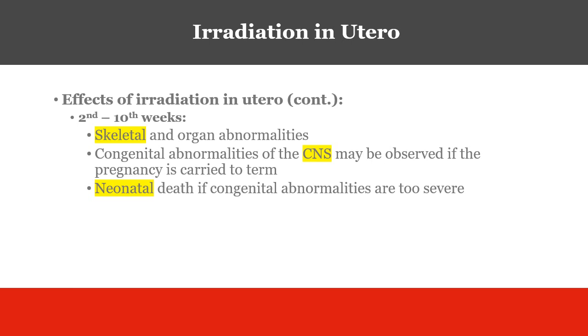In the 2nd to 10th week of a pregnancy is when the skeletal and organ abnormalities can transpire. They can also be found to have congenital abnormalities in the central nervous system if the pregnancy is carried to term.